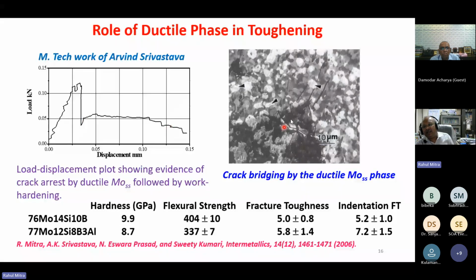And this is an indentation crack. This is a Vickers indentation, and there are cracks. You can see the crack gets blunted or arrested by the ductile phase. And we measured residual strength and fracture toughness. The fracture toughness is in the range of 5 to 6 MPa root meter, which is also not very high. We need around 15.